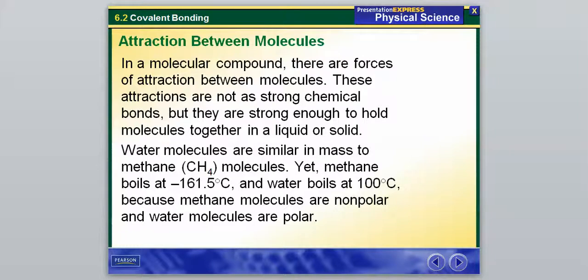liquid or solid. So water molecules are similar in mass to methane molecules, yet methane will boil at negative 166.5 degrees Celsius and water boils at 100 degrees Celsius. And that's because the methane molecules are nonpolar and water molecules are polar. So those slight differences right there result in different forces of attraction and much different physical properties, such as when the water will actually boil.